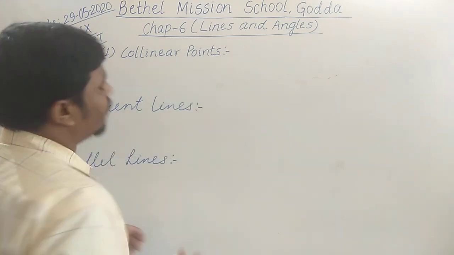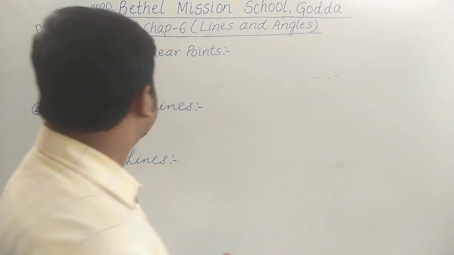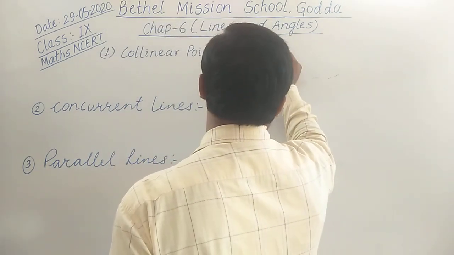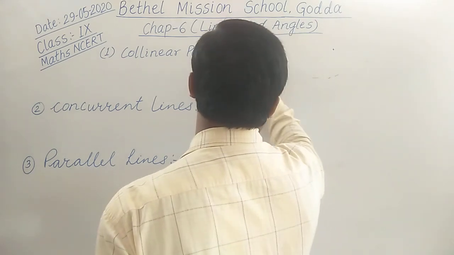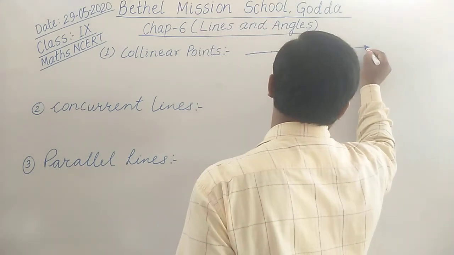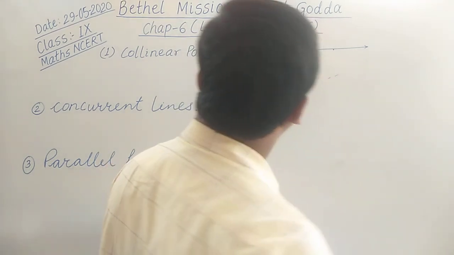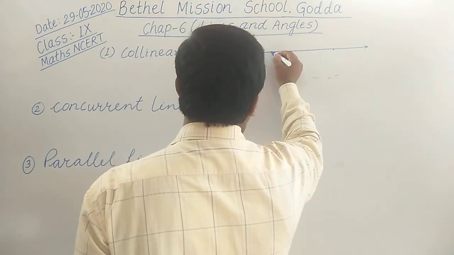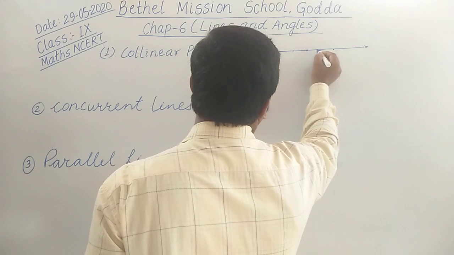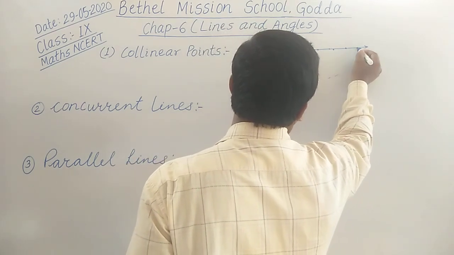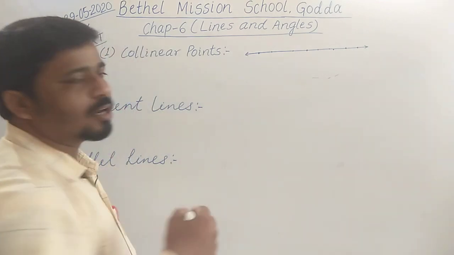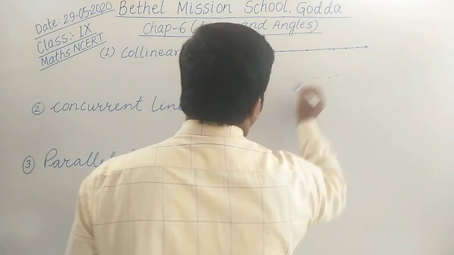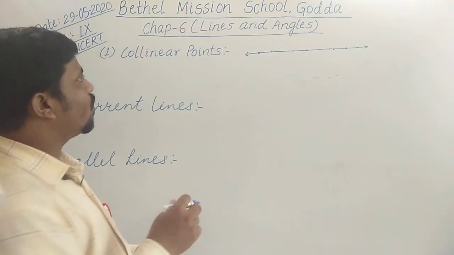So first of all, what are collinear points? We should know what collinear points are. You know that when two points are there, and you join the two points, a straight line forms. But when 3 or more points lie on the same straight line, the points are called collinear points.